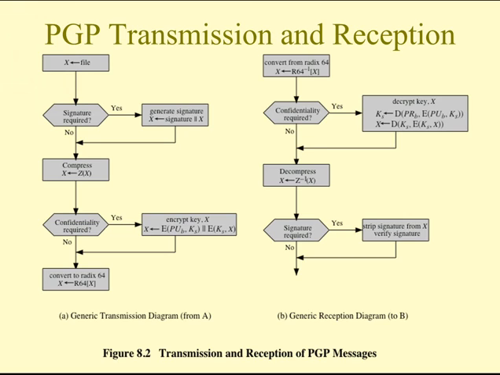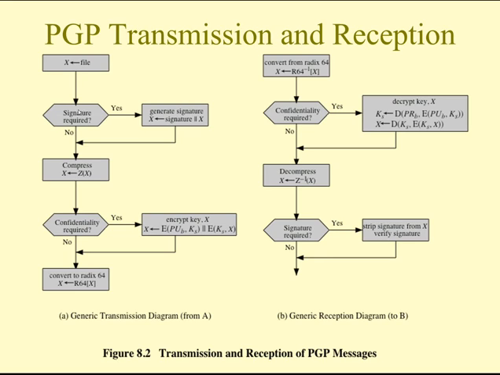Okay, here is a diagram showing how PGP is transmitted and how it's received. From the file, we go to whether a signature is required, which would take us to the authentication. We then go through the compression, then to confidentiality, which would be the encryption, and then to converting it to ASCII from our binary stream. You can see that some of these can be circumvented. So in this diagram you can see that we can go straight from the file.